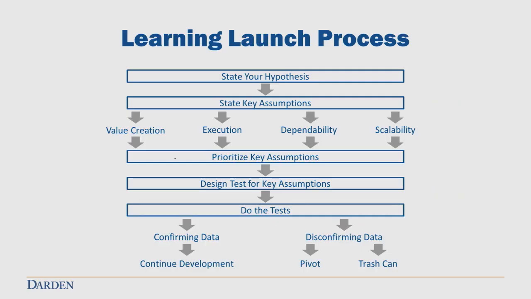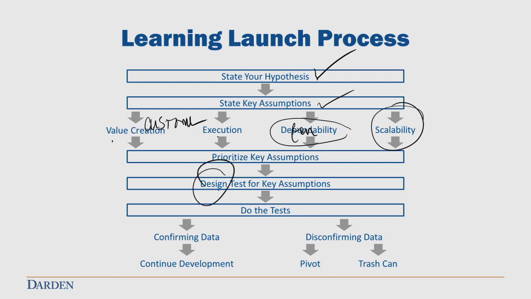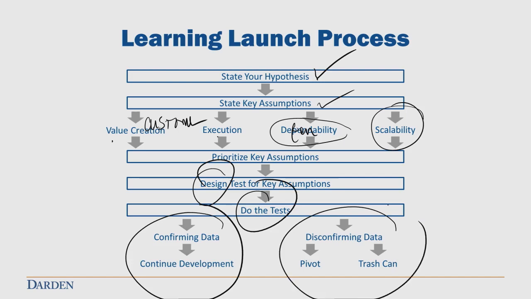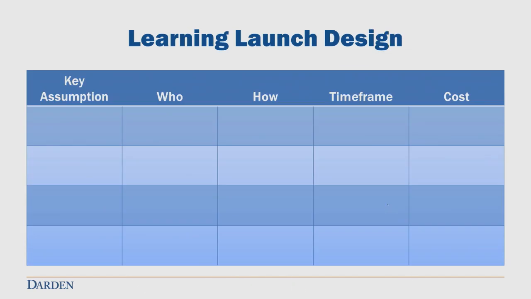Here's the process. Put your idea into a hypothesis. Figure out your key assumptions. Customer, execution, defensibility. And I didn't talk about scalability because I always do that at the last of the test. Prioritize your key assumptions. Design the test like we talked about. Do the test. Confirming data, you continue development. Disconfirming, you pivot or you put it on the shelf.